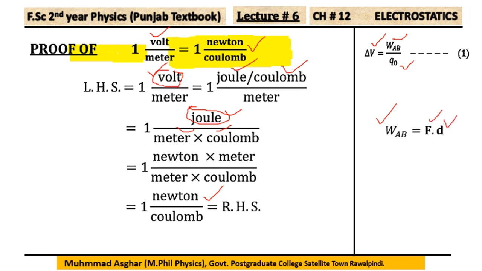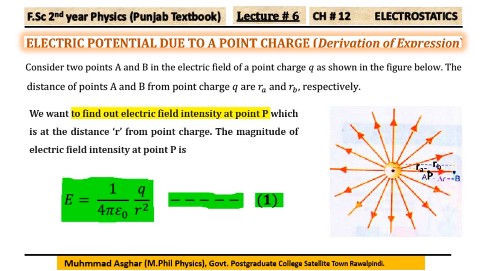And now defining the unit of joule, as work done is given by the equation W is equal to the product of force and displacement, and the unit of force is Newton, so we write joule as Newton into displacement or distance as meter, so Newton meter. Solving this equation we get Newton per coulomb, which is the right hand side.